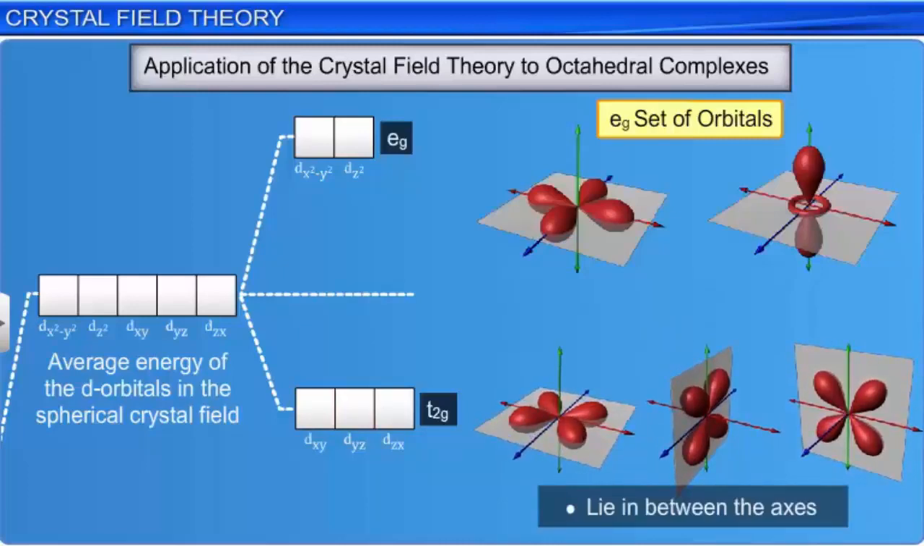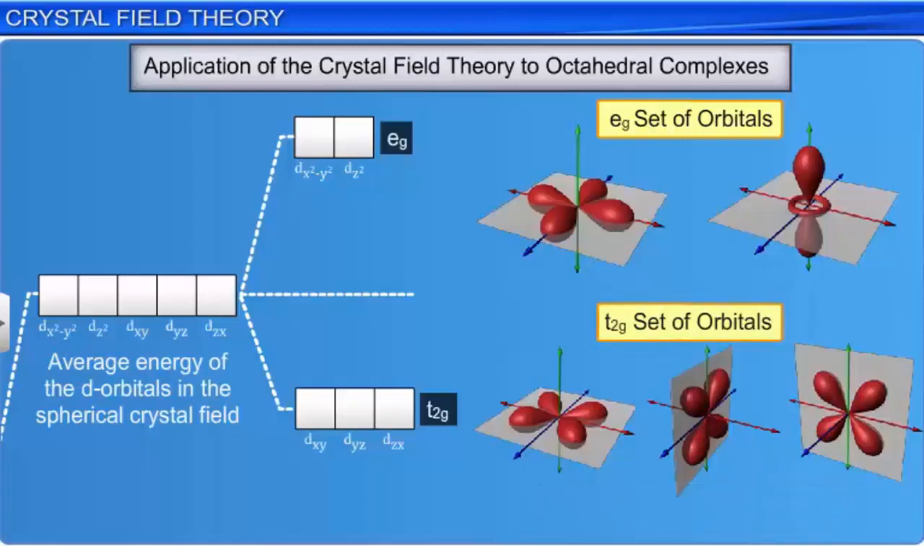Consequently, the energy of the eg set of orbitals increases, while that of the t2g set decreases relative to the average energy in the spherical crystal field. Thus, under the influence of the ligands, the degeneracy of the 5 d orbitals of the metal ion is lost, and they are split into 2 groups of different energies. This effect is known as crystal field splitting.